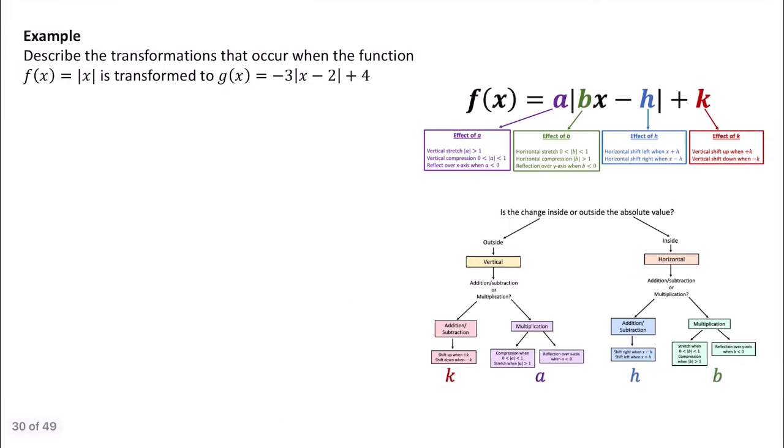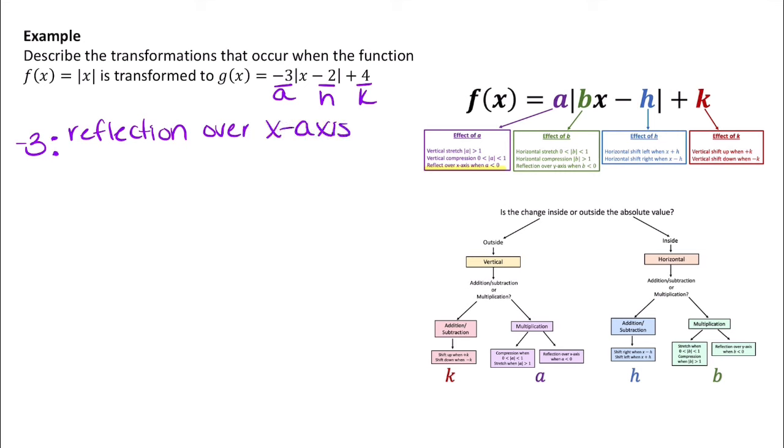Okay, so now let's try this example. What are the transformations that occur when we have the function g of x equals negative 3 times the absolute value of x minus 2 plus 4? Okay, so here we have some new numbers that showed up in our equation. So this is a, this is going to be h, and this is going to be k. All right, so what does the negative 3 do? Well, we see the negative, right? Anytime you see the negative, you know you have that reflection over the x-axis, okay? If we see the negative, we know we have a reflection over the x-axis. So it's going to be a reflection over the x-axis.